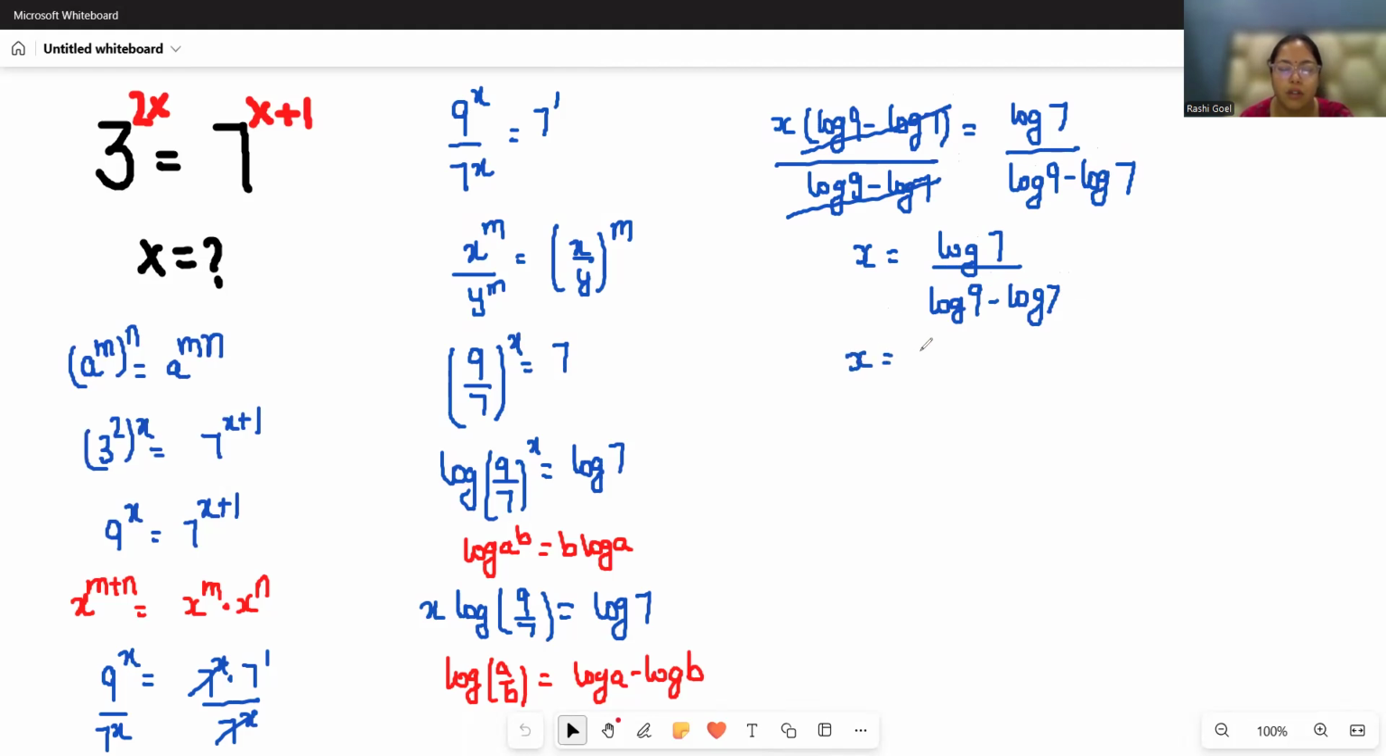What is the value of log 7? It's 0.845, divided by log 9 minus log 7, which is 0.109. When we do the division, x is approximately 7.752.